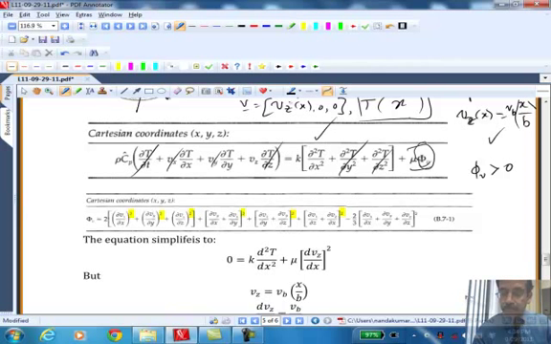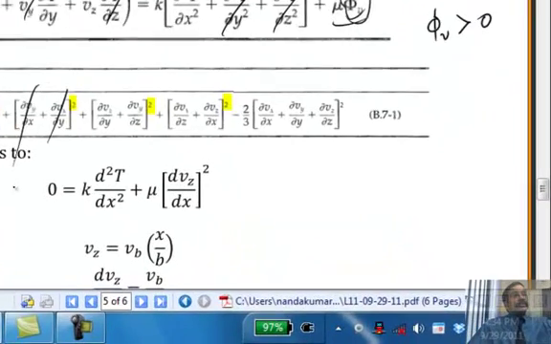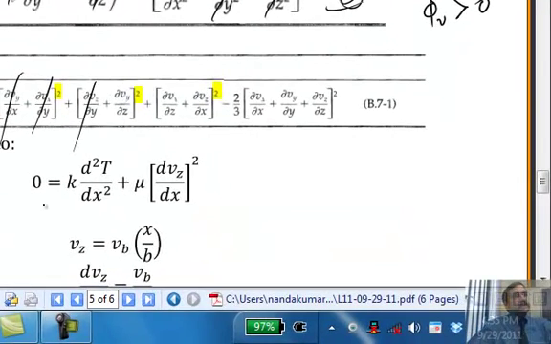So this is going to be 0. Vy with respect to y is going to be 0. Vz with respect to z is going to be 0. And Vy with respect to x, 0. Vx with respect to y, 0. Vz with respect to y, 0. Vy with respect to z is 0. This is Vx with respect to z and Vz with respect to x. That will survive.